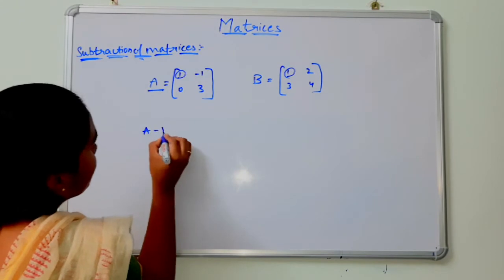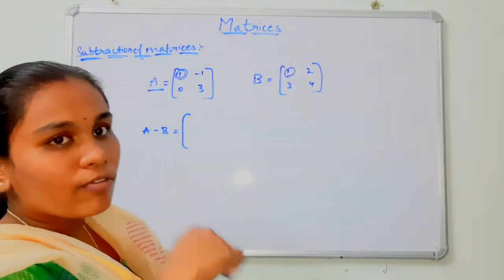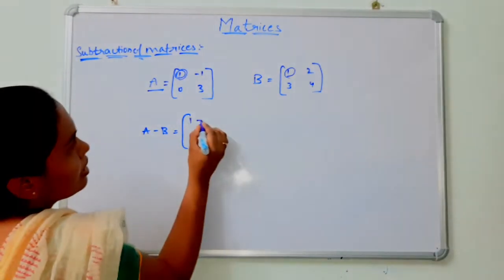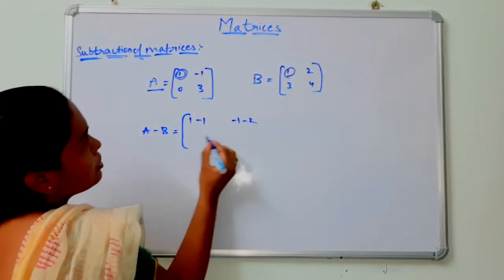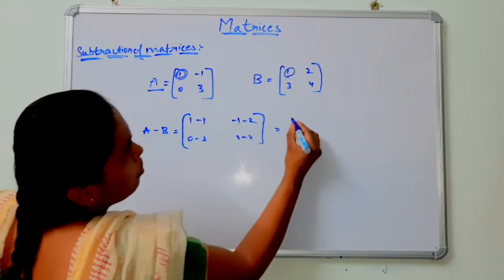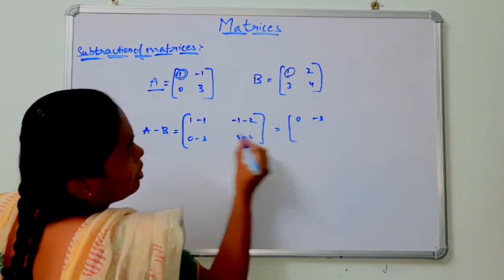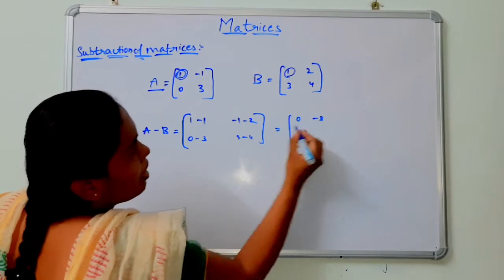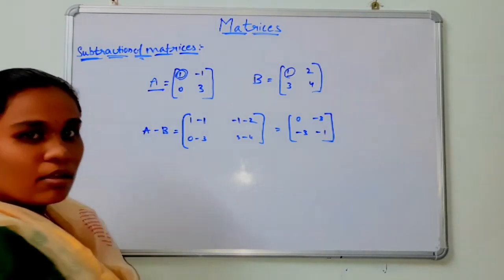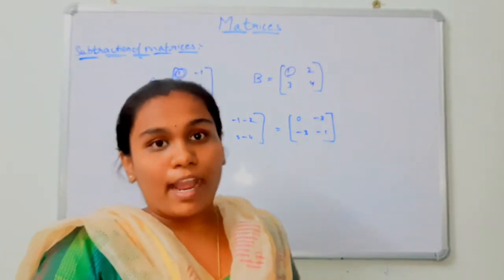Next, A minus B. How is the subtraction of two matrices performed? By subtracting the first element of the matrix B from the corresponding first element of the matrix A. 1 minus 1, minus 1 minus 2, 0 minus 3, 3 minus 4. So what is 1 minus 1? 0. Minus 1 minus 2? Minus 3. 0 minus 3? Minus 3. 3 minus 4? Minus 1.